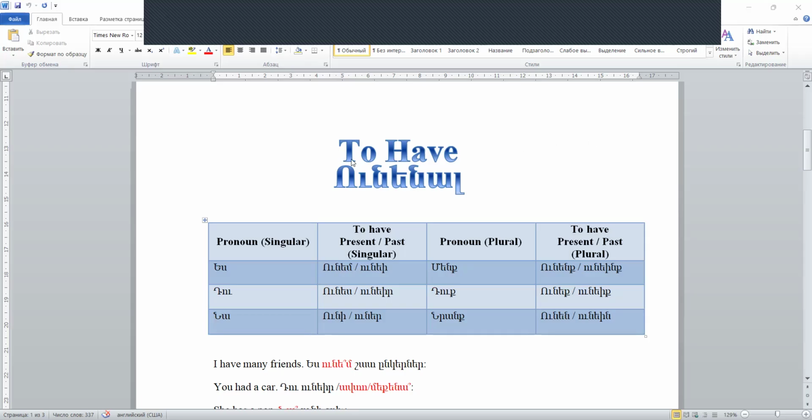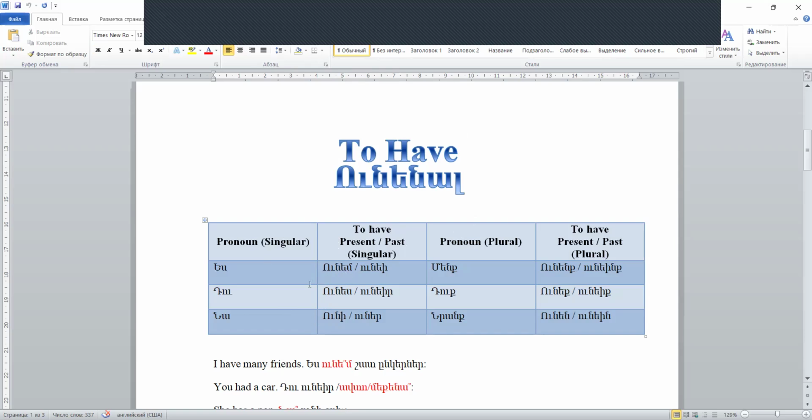All right, as I have already mentioned, to have in Armenian will be unenal. As each verb in Armenian has the ending al, and some verbs also have the ending l. Here we have a table about the verb to have, both in present tense and in past tense. It does not have many differences, but it has a different way of conjugation, but it's easy to learn.